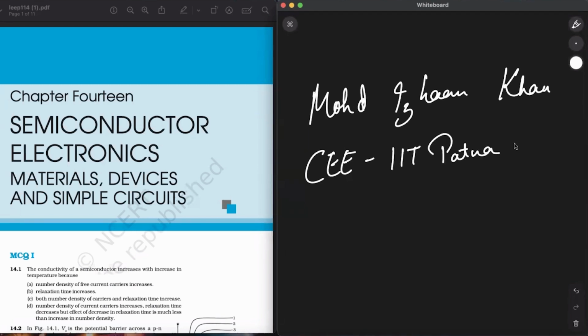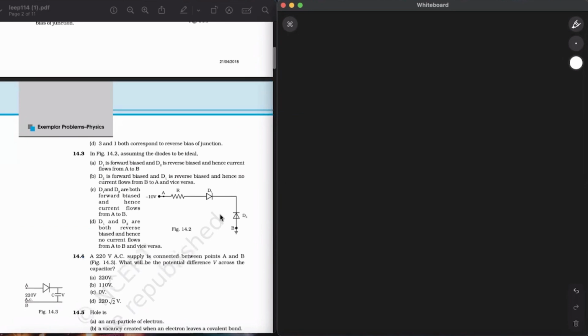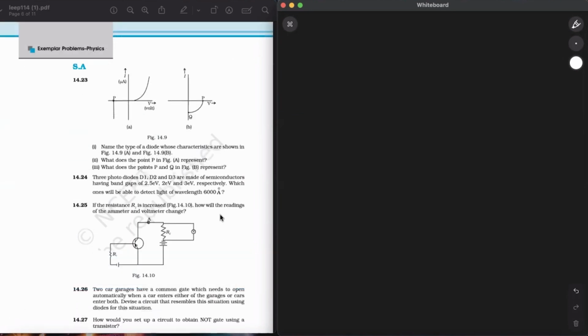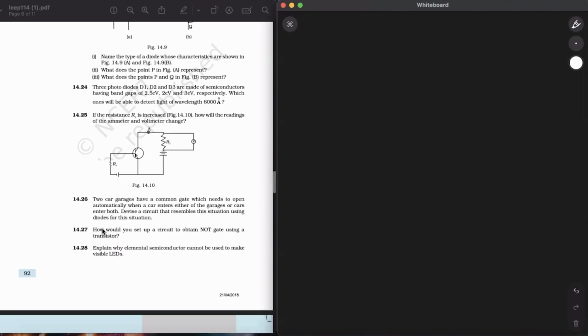In the previous session, we were solving the questions on semiconductor devices, and now we just continue from where we left off in the last session. We had question number 25 in our last session, right? So today we'll be starting from question number 26.